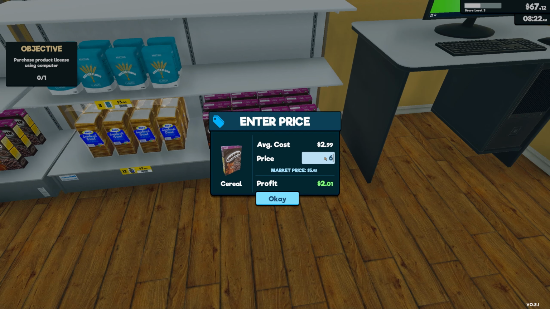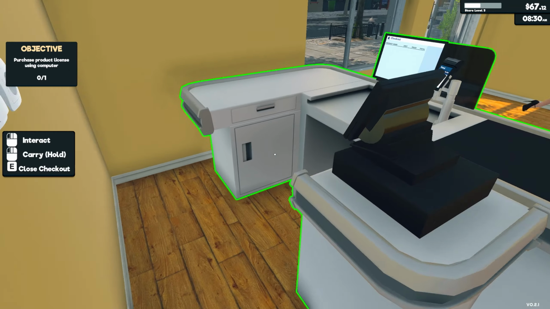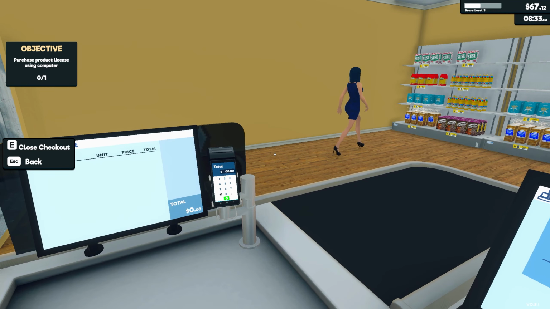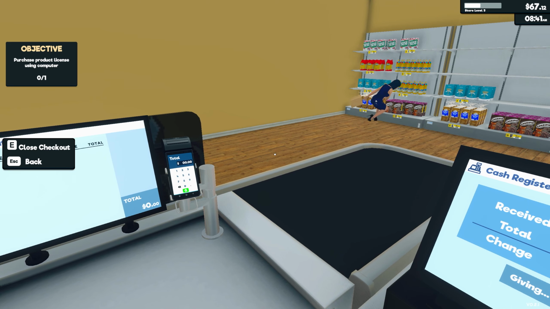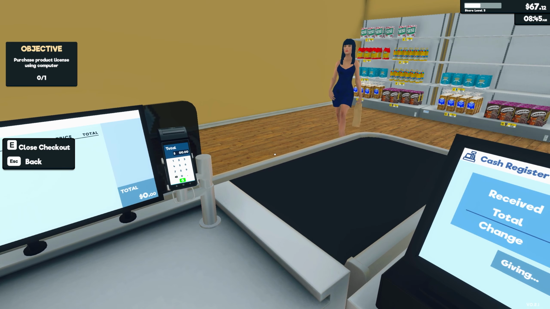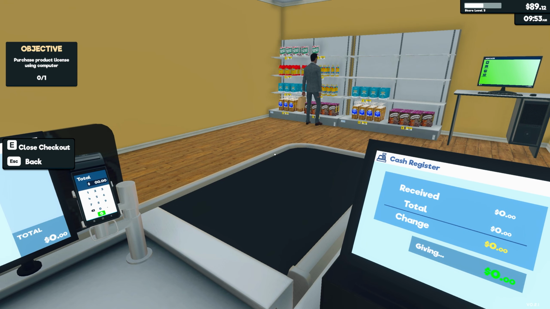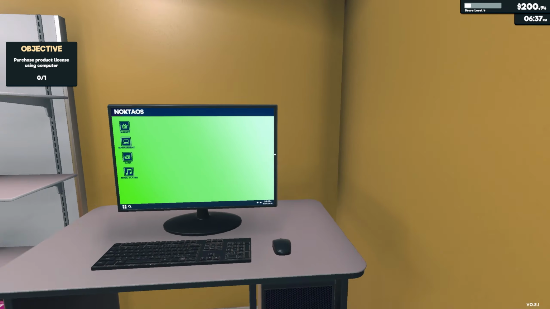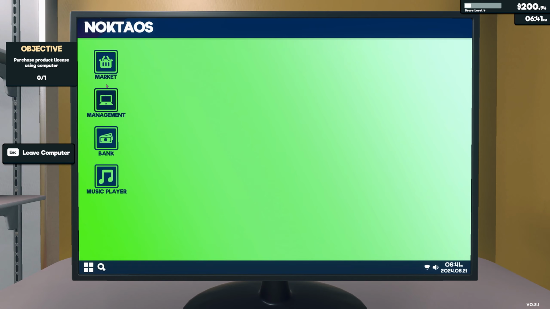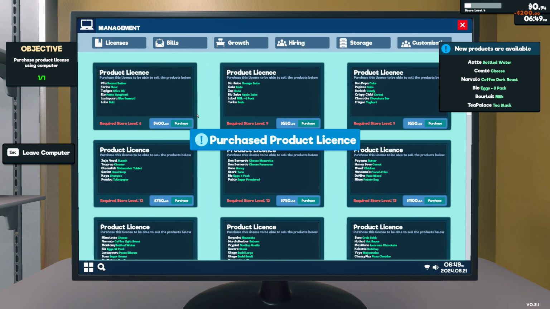I'm gonna increase the price of cereal just to $6, just to see. Because that's only like 2 cents more than the market price. Okay, people will buy it, so it's not that expensive then. Okay, I'm gonna work on getting enough money to buy a license, and then I'll be right back. Okay, so I finally have enough. I had to pay rent and stuff, so it took a little longer than I wanted it to. But we are able to purchase a license.